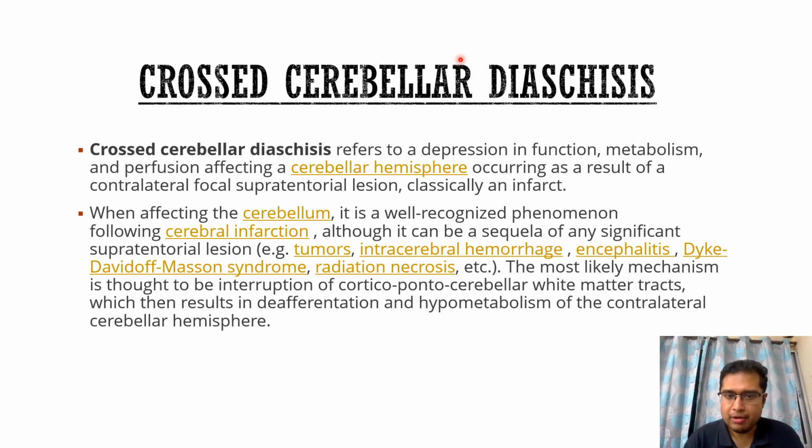When affecting the cerebellum, it is a well recognized phenomenon following a cerebral infarction, although it can also be because of tumors, intracerebral hemorrhages, encephalitis, radiation necrosis. So we have to keep that in mind. And because of a tumor, there can be contralateral cerebellar atrophy, and the most likely mechanism is thought to be interruption of the corticopontocerebellar white matter tracts, which then results in deafferentation and hypometabolism of the contralateral cerebellar hemisphere. So this is another important case that I found interesting.